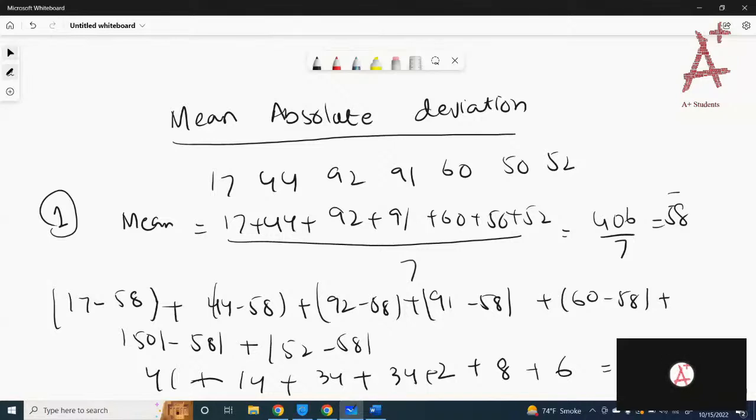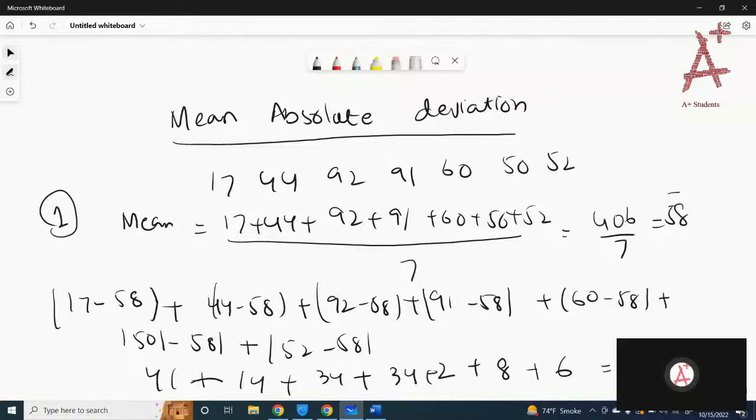41 plus 14 plus 34 plus 34 plus 8 plus 6. It would be 134. Sorry, it is 138 over 7, and it would be 19.7. So we have to round to the nearest tenth. To the nearest tenth, the mean absolute deviation is 19.7.